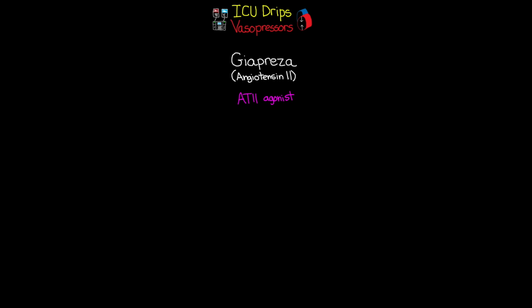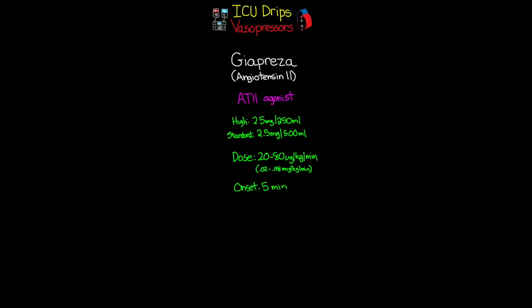Now there's two typical concentrations that we find, a high concentration and a standard concentration. High concentration is going to be 2.5 milligrams in 250 mLs. And the standard concentration is going to be the same 2.5 milligrams, this time in 500 mLs. Now the standard effective dose for this is going to be 20 to 80 nanograms per kilogram per minute. And this is essentially the same thing as 0.02 to 0.08 micrograms. Now onset for this one is going to be about 5 minutes. And our titration for angiotensin, we're going to want to do this about every 5 minutes.